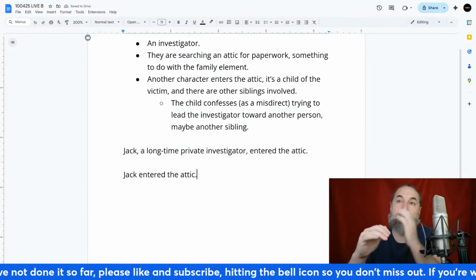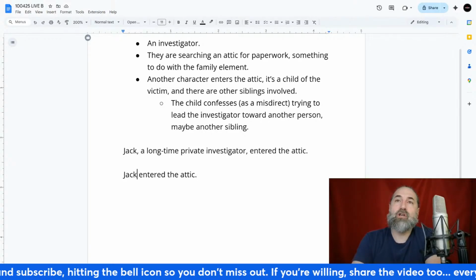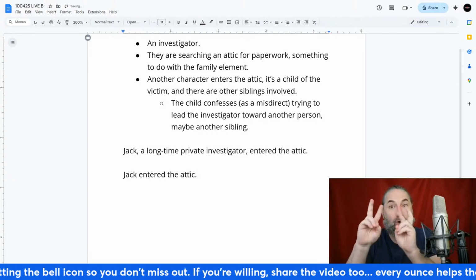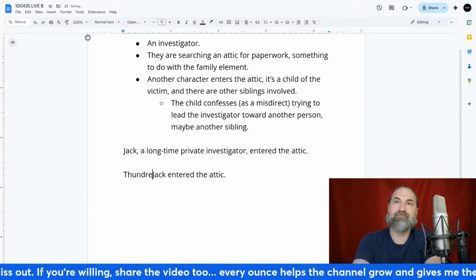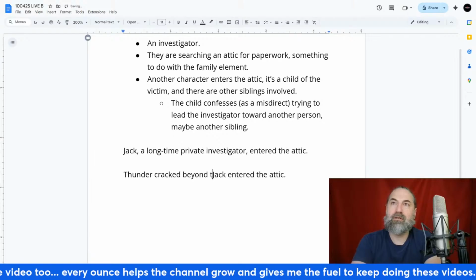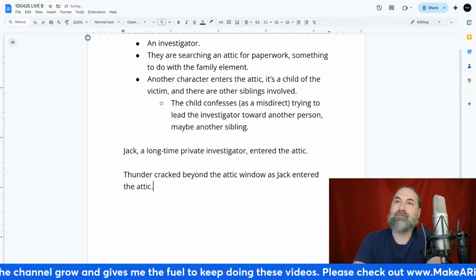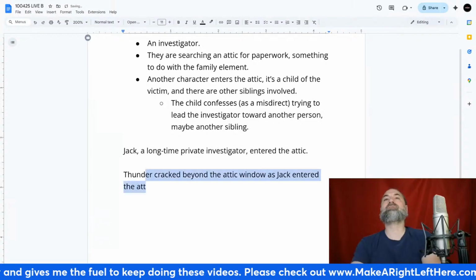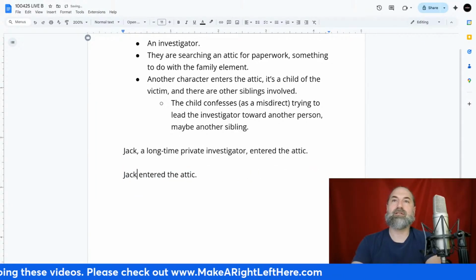Now, a couple things to understand here with this example. First off, I could slow down the pace by: thunder cracked beyond the attic window as Jack entered. Right? I should do this just so you have the examples. One second. Let's do this.